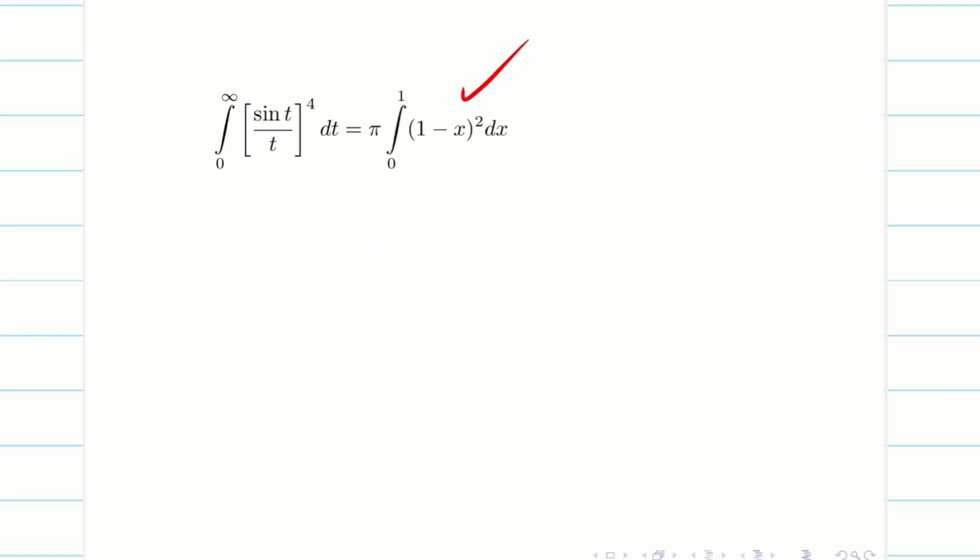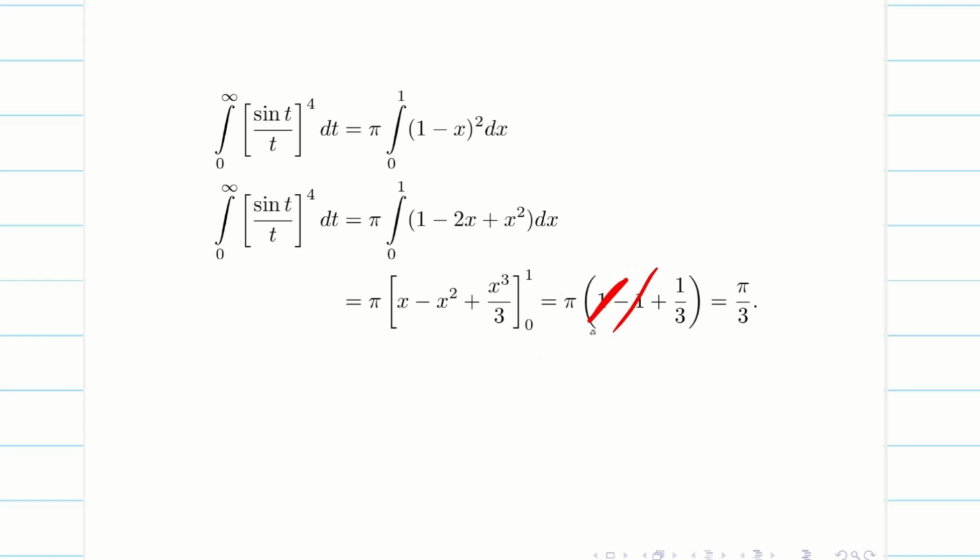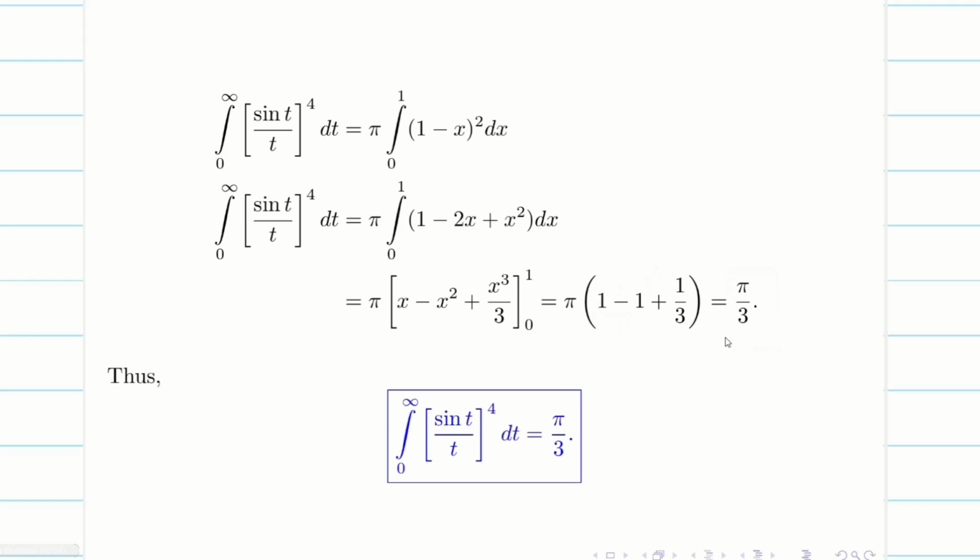Next step, we have to integrate this. Before integrating this, expand this and then integrate this. Substituting the lower limit, it is 0. Substituting the upper limit, both will get cancelled. We'll be getting pi by 3 as my final deduction.